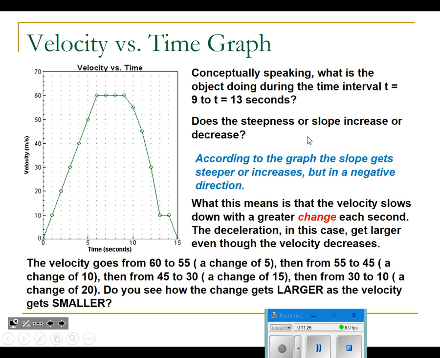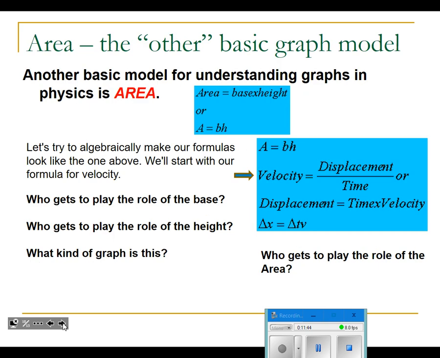So it's actually decreasing in speed, but its change in decrease is larger. So that's where the steepness is increasing, but it's in a negative direction. So it is slowing down. So it's kind of a different way of thinking about it. So the slope increases, all right?